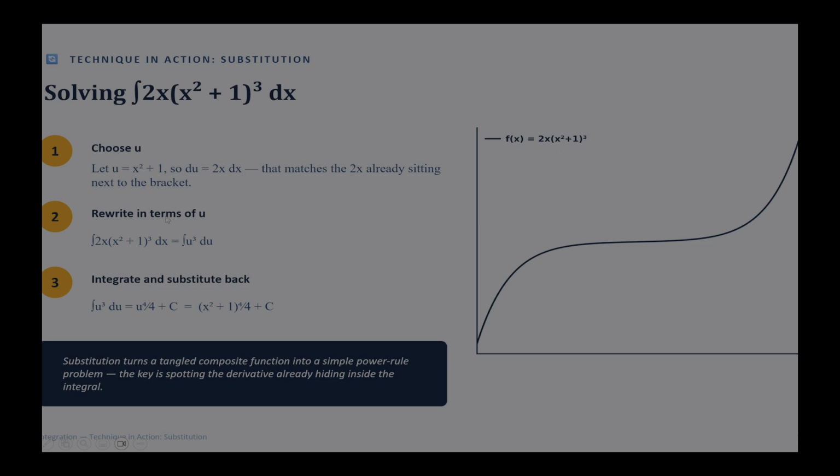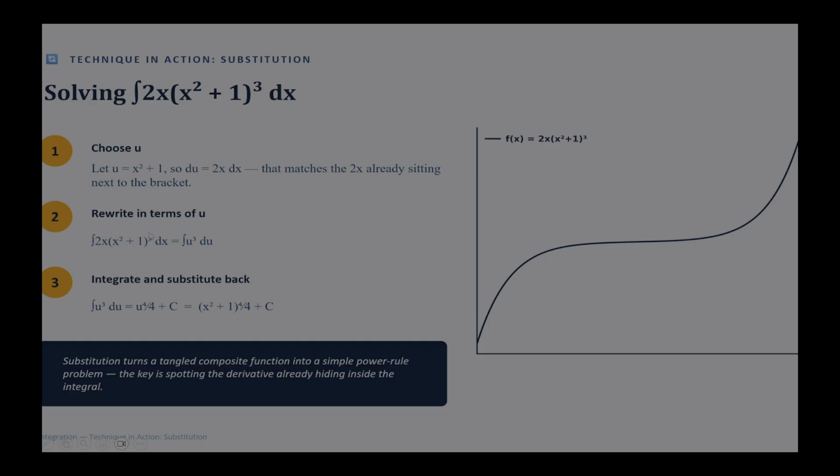Next to the bracket, we write in terms of u. So instead of the integral of (x²+1)³ · 2x dx, we get the integral of u³ du. You can see that from here to here is very critical. You understand that, right? Because this is u, the power here is u³, and 2x dx is du. We said du equals 2x dx.